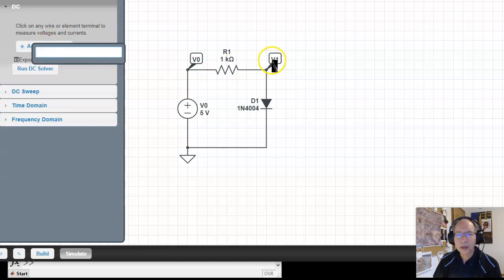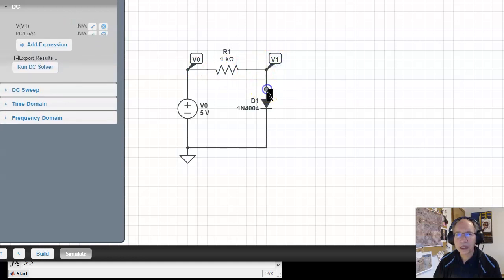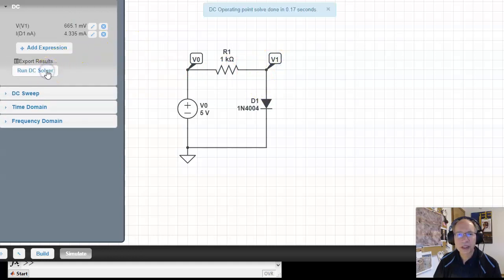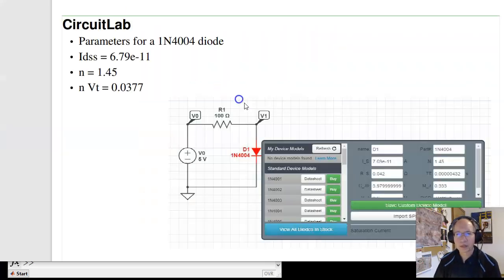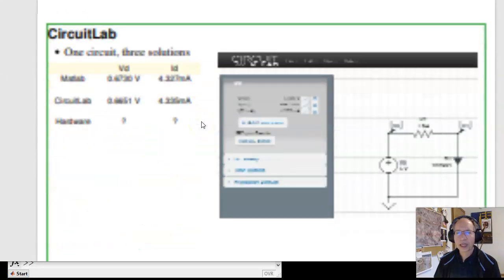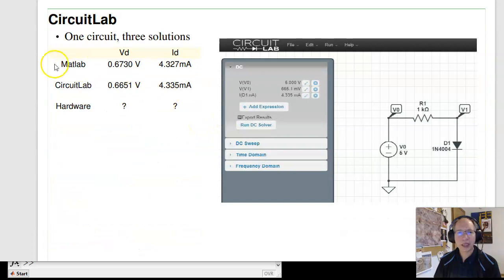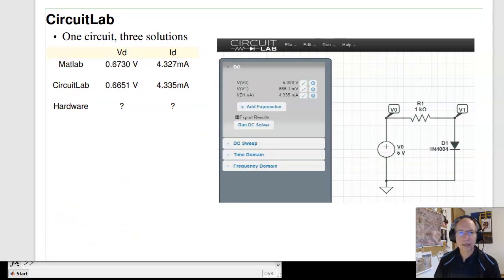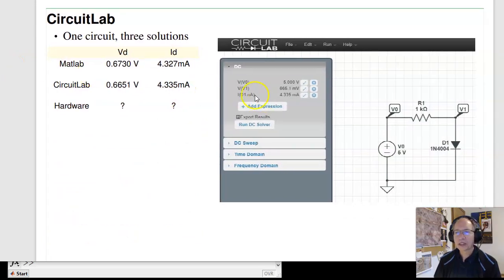I want to look at what is the voltage and click on right here, what's the current. It'll tell me the answer is 0.665, 4.33 milliamps. So that's another way to solve. And if I went and built it in the lab, I'd come up with a third answer. So that's typical in electronics. I'm going to get a different answer every time I analyze it a different way.